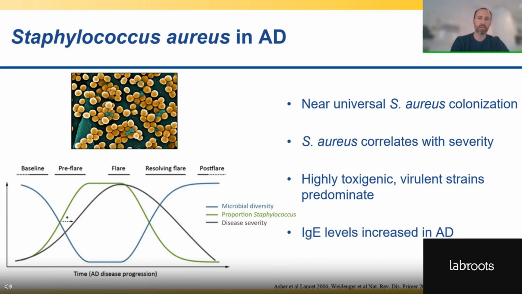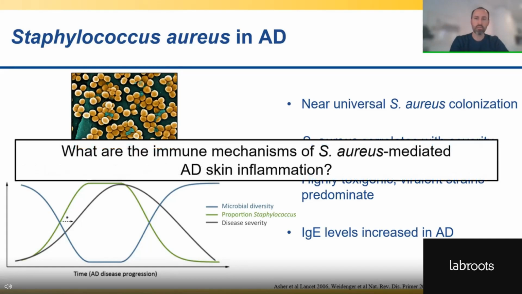The reason we're interested in understanding atopic dermatitis is that Staphylococcus aureus almost universally colonizes the skin of atopic dermatitis patients. In addition, Staph aureus correlates with disease severity, and highly toxigenic strains tend to predominate on the lesional skin of patients. Furthermore, IgE levels are increased in atopic dermatitis, which is an important antibody isotype in allergic diseases, and it's been found that Staph aureus promotes the production of IgE in these patients. So, the questions we wanted to answer are, what are the immune mechanisms of Staph aureus-mediated AD skin inflammation?